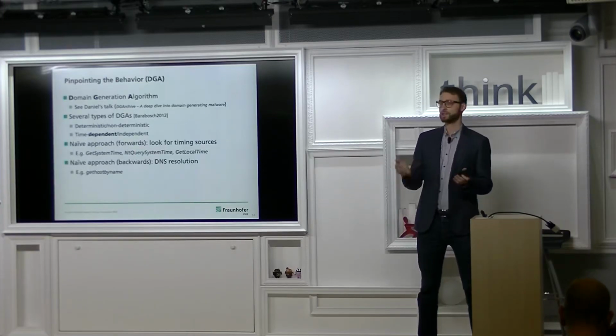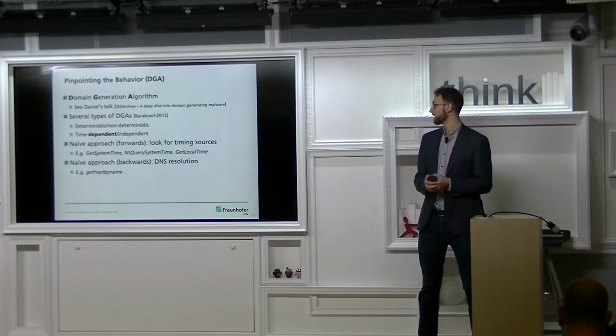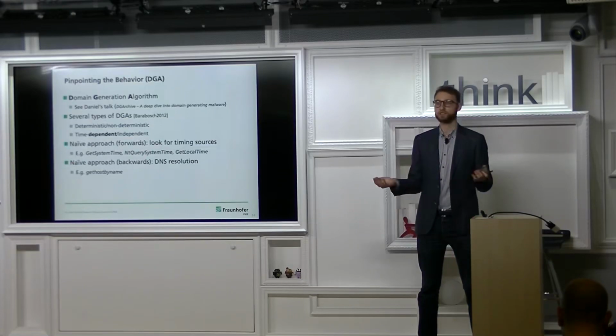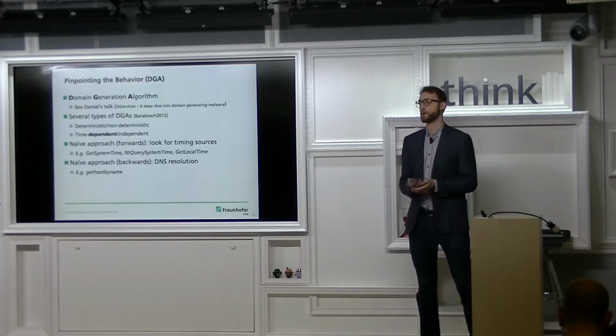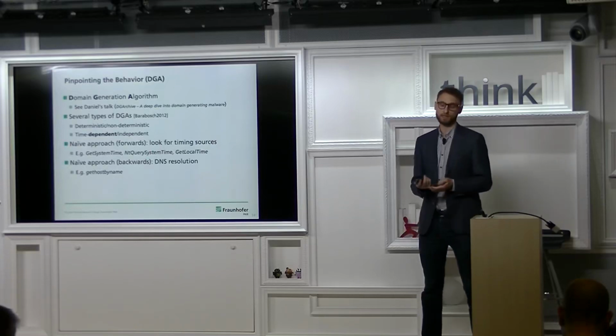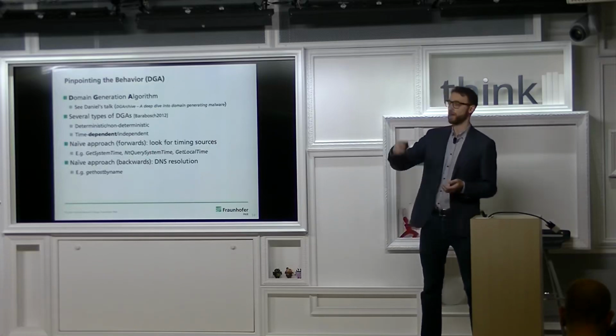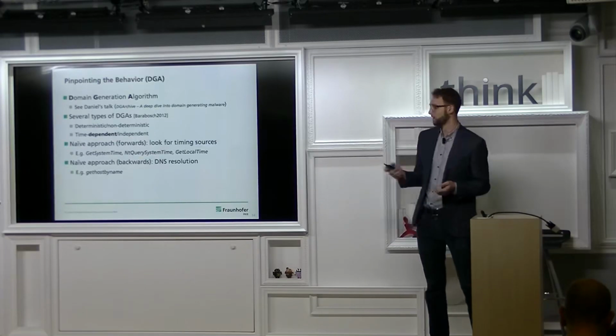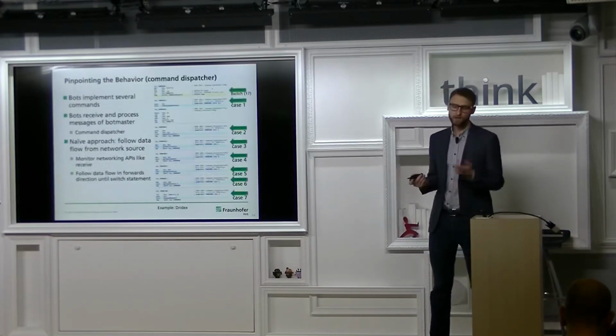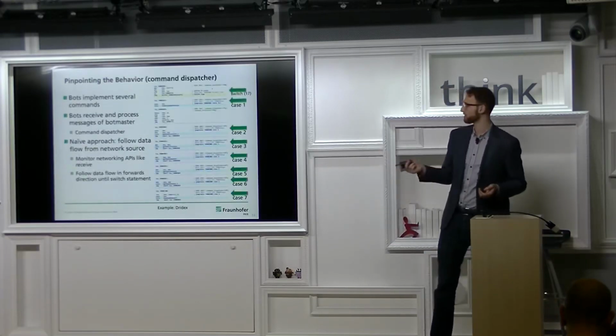Backwards, well, if it's really a DGA, at some point those generated domain names get resolved by DNS. Then you could, for example, set a breakpoint on APIs like getHostByName and follow it backwards in the code to the end of the behavior. In the paper, I explain another case, but yeah.